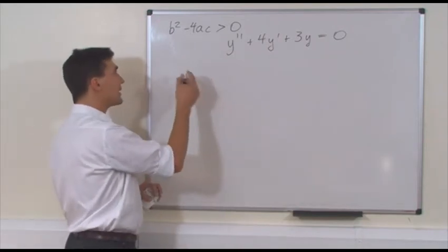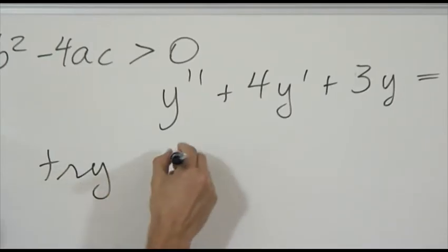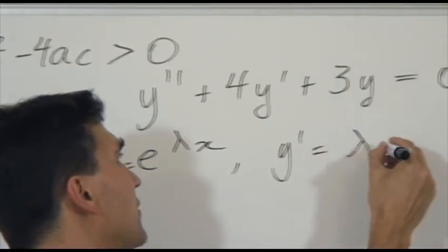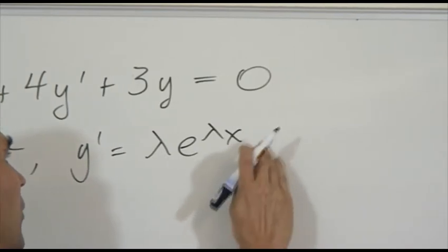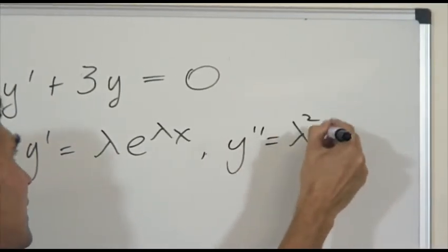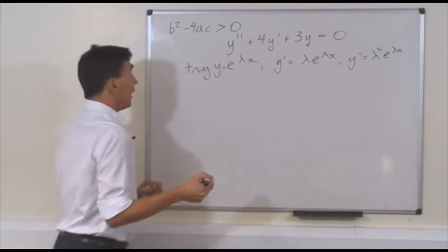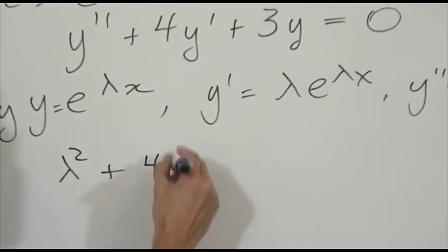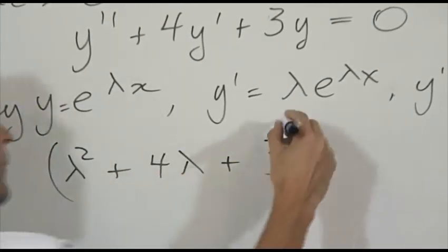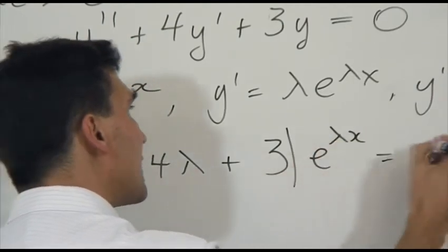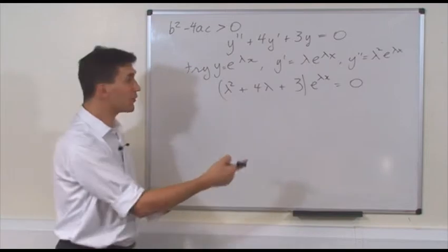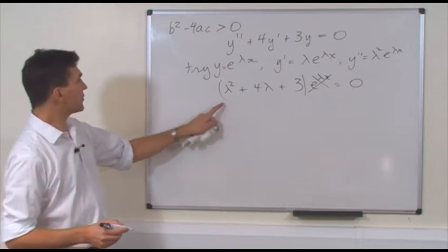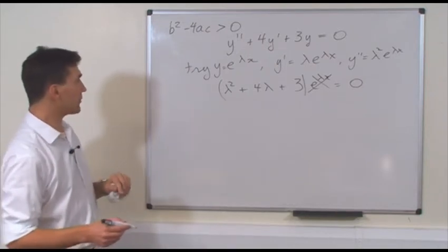So the way to derive it again is to remember that what we're doing is we're trying y is e to the lambda x. So y prime gives you a lambda e to the lambda x, and y double prime is lambda squared e to the lambda x. And so putting y double prime in here gives you a lambda squared, and we've got a 4 lambda, and we've got a 3, all multiplied by e to the lambda x is 0. And this e to the lambda x, we've already decided, is never equal to 0, so we can divide by it. There's our characteristic equation, or auxiliary equation, lambda squared plus 4 lambda plus 3 equals 0.